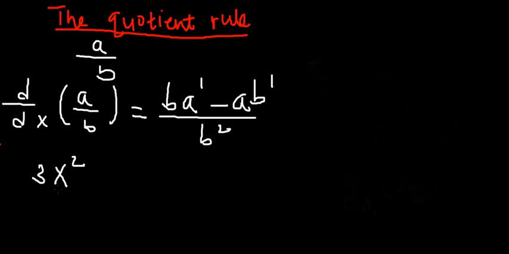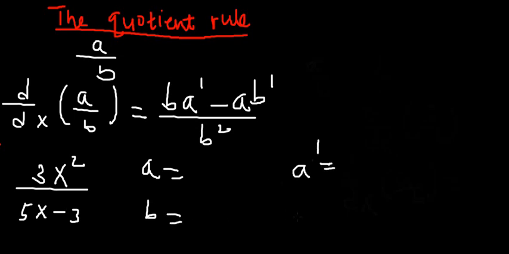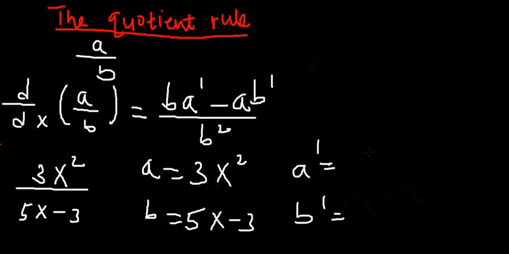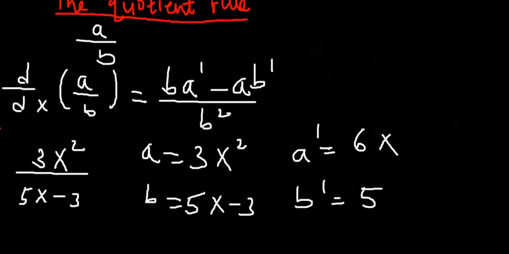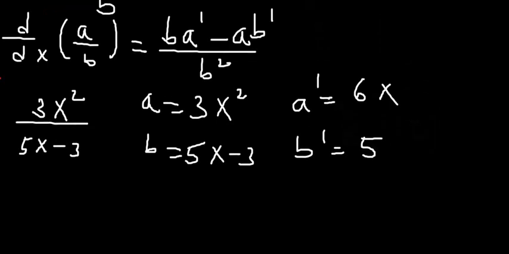3x squared over 5x minus 3. So using the quotient rule, let's find the derivative. So we need to identify a, we need to identify b, we need to find a prime, and we also need to find b prime. So in this case, a is 3x squared, b is 5x minus 3, a prime will be 6x, b prime will be 5. So let's substitute this in the formula.